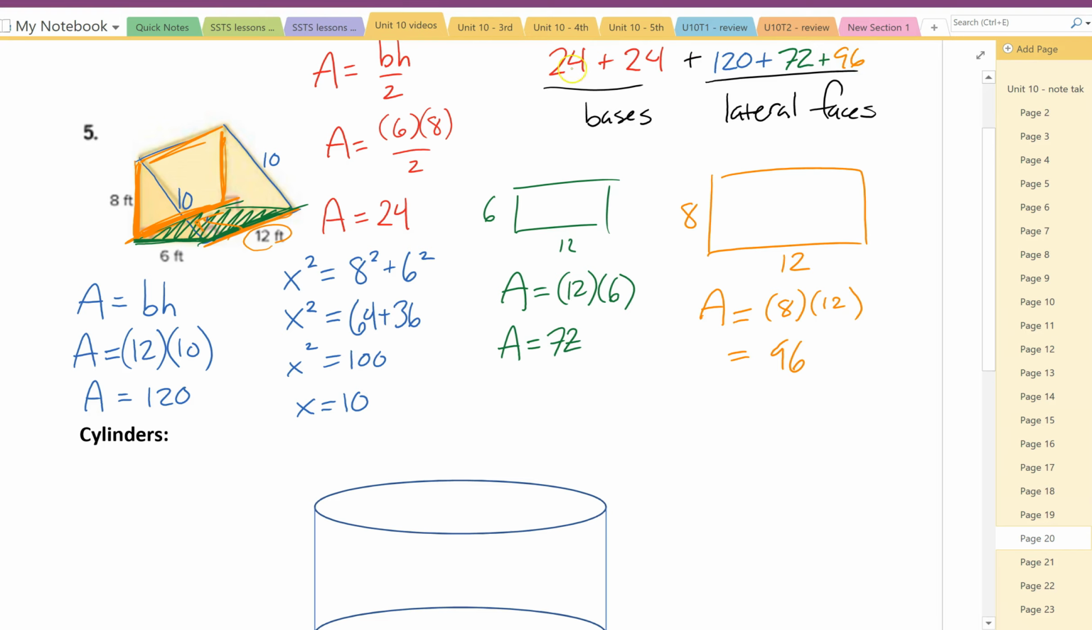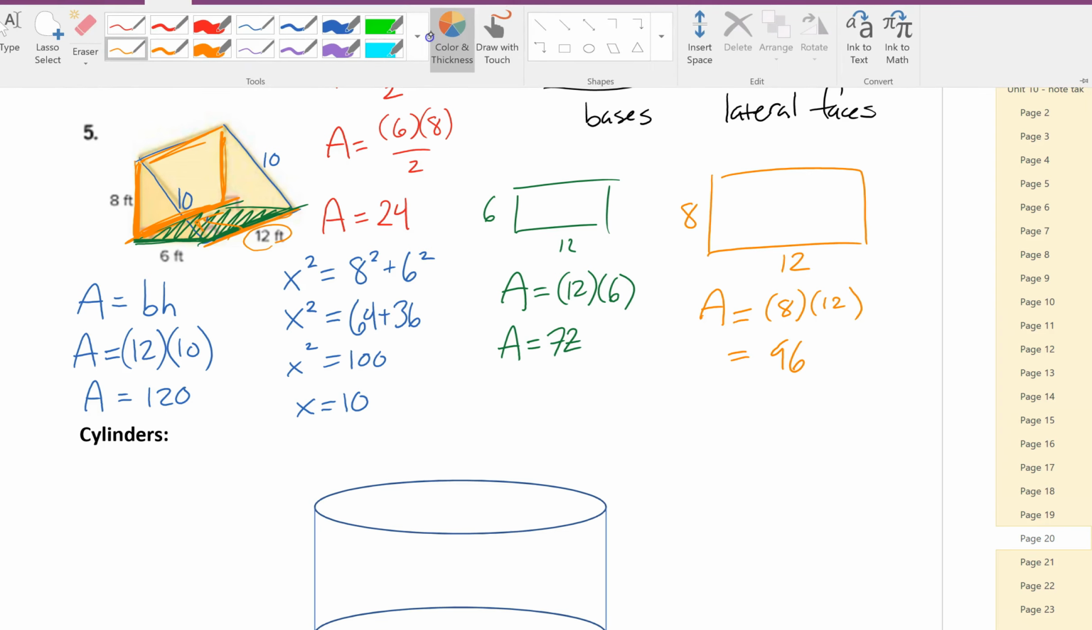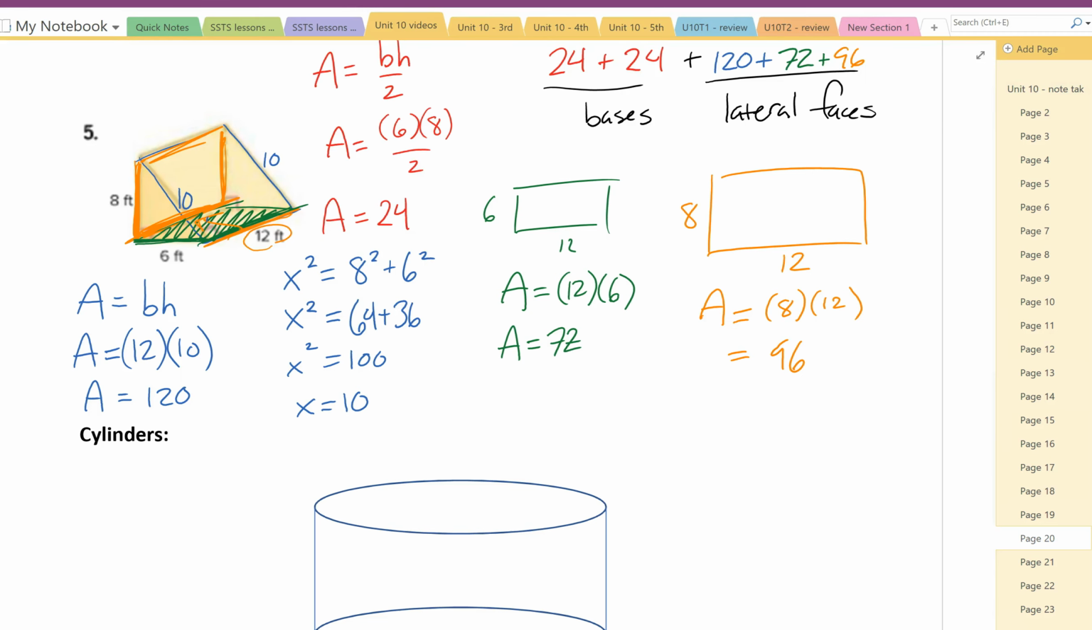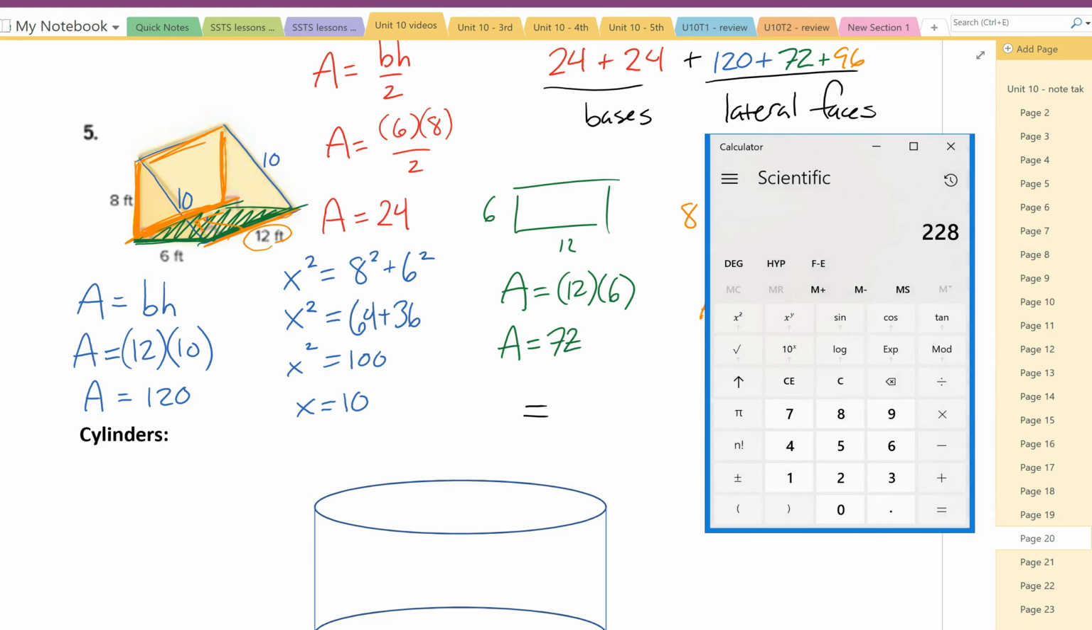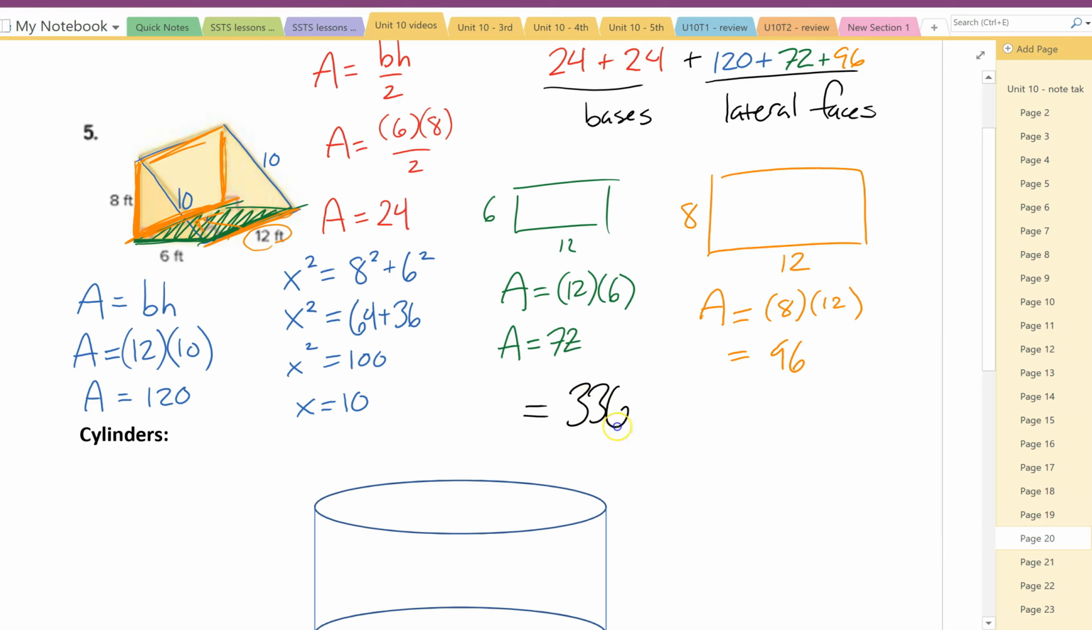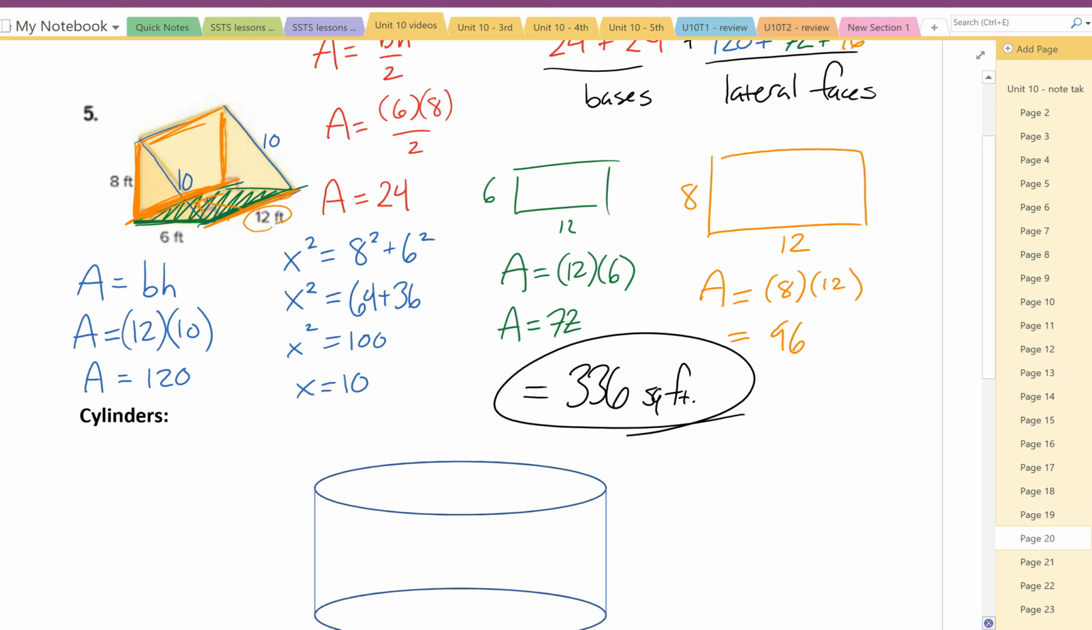So I have all 5 of my sides here. I have 24 plus 24 plus 120 plus 72 plus 96. I just need to add those together now, and that'll give me the total surface area of my triangular prism. And so that's 336. So 336 square feet is the surface area of this triangular prism.